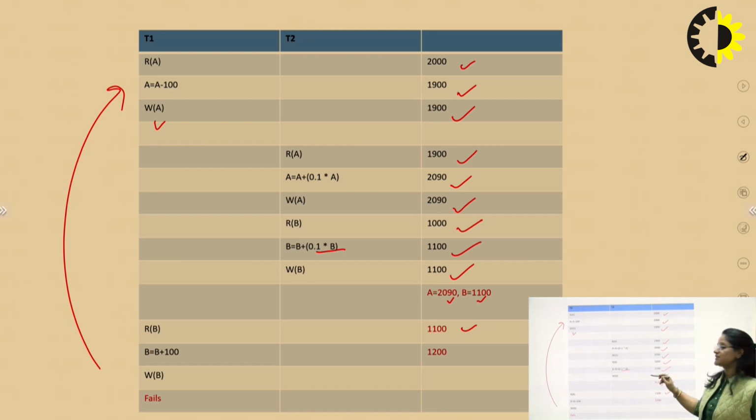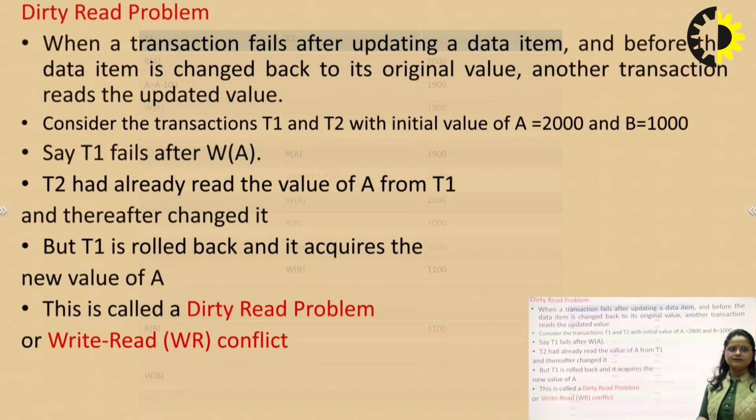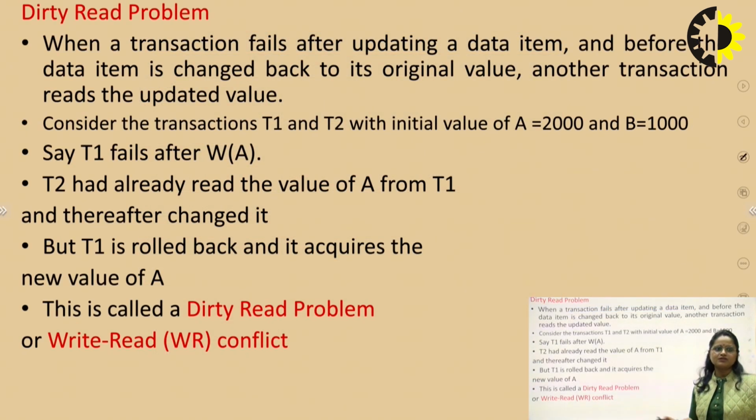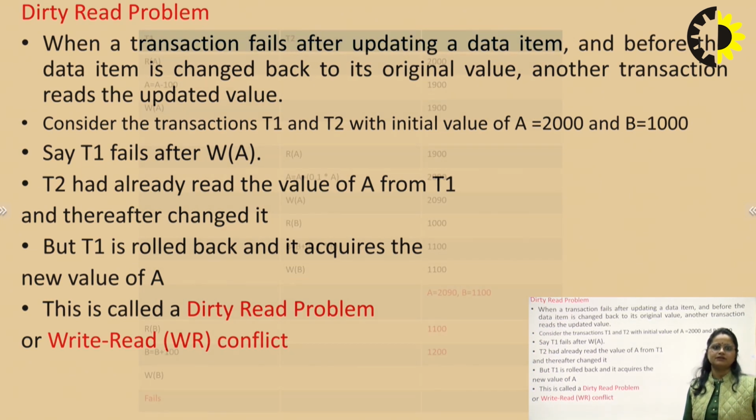In this case, the problem is that T2 has already read the value of A from T1 and thereafter changed it, but T1 is rolled back and A acquires a new value. This problem is called the dirty read problem, where the updated value is read by a transaction, and the transaction on which it depends is rolled back and provides another value to the database. So this is the problem of dirty read.